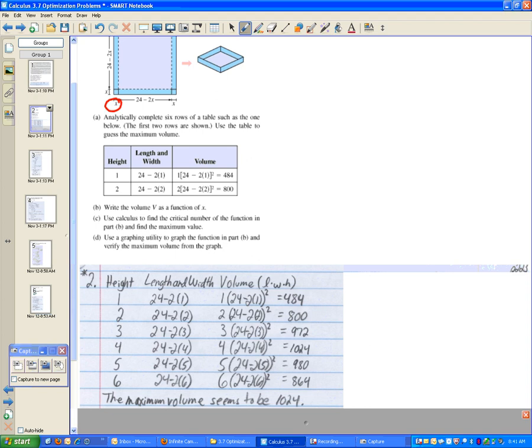So look where x shows up in every one of our little rows here. There's x, x, x, x, x, x. Isn't that x and that x? So in our volume, isn't our volume going to be something like, let me call it V of x to emphasize that volume is a function of x in this case. How would you write that?